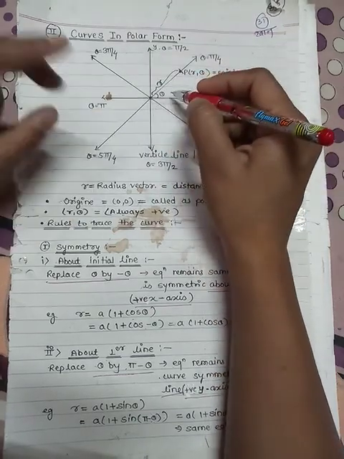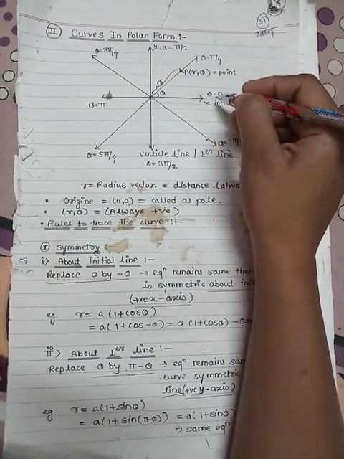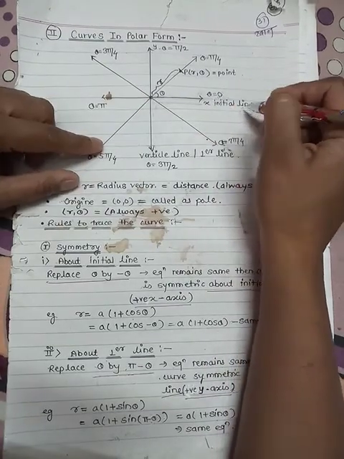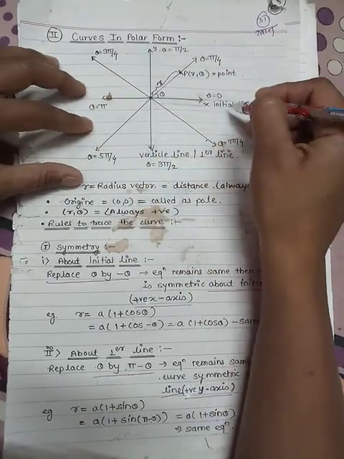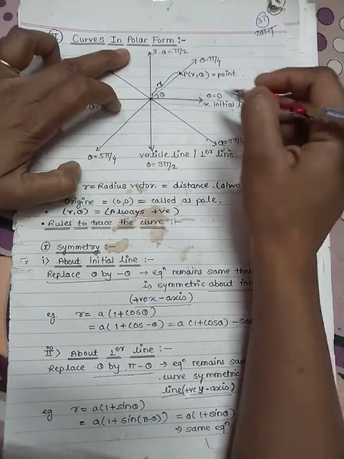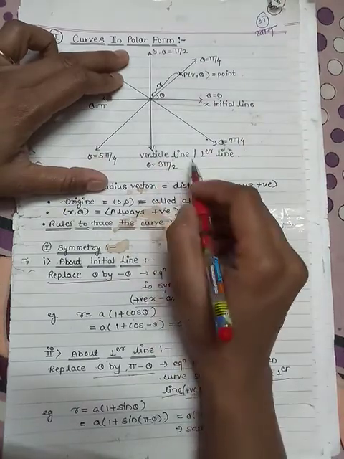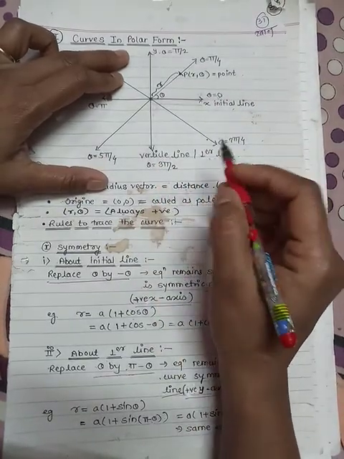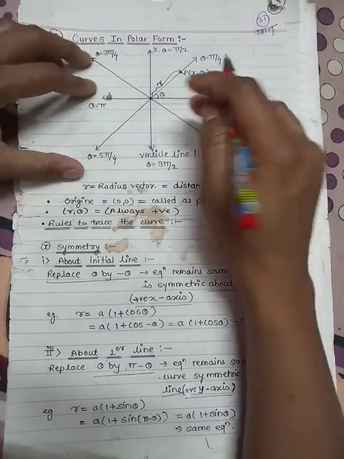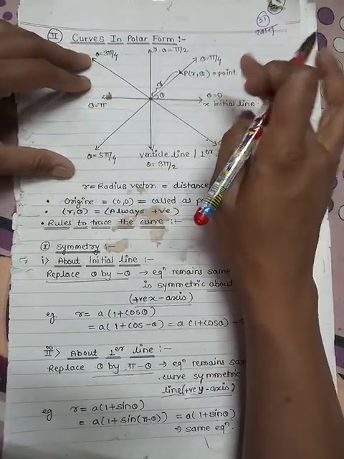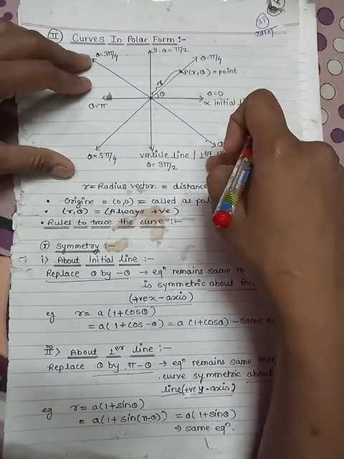Instead of that, the word x-axis is replaced by initial line. So the positive x-axis is called the initial line in the polar form concept, and the y-axis is called the vertical line or perpendicular line. These words we have to remember to trace the curve in polar form. The positive x-axis is called the initial line, and the y-axis is called the vertical line or perpendicular line.